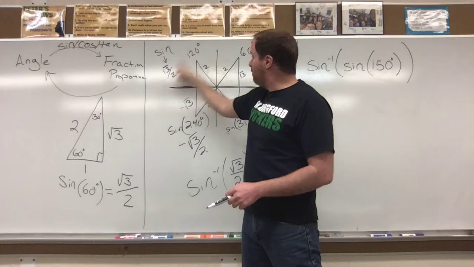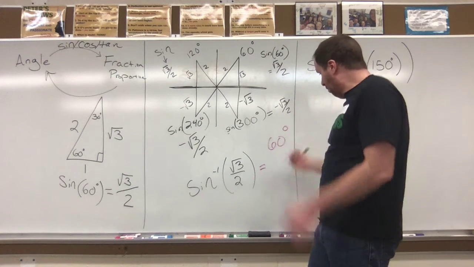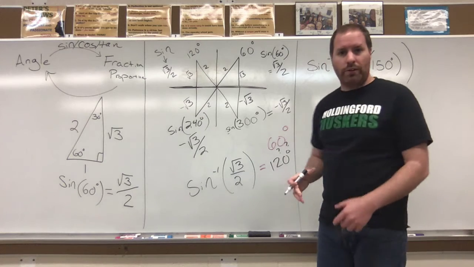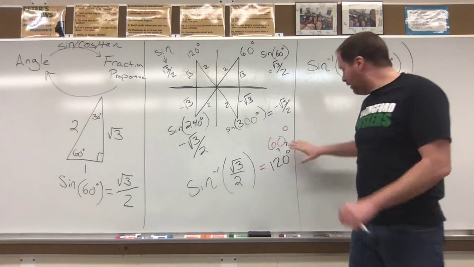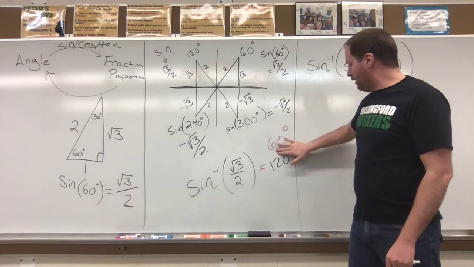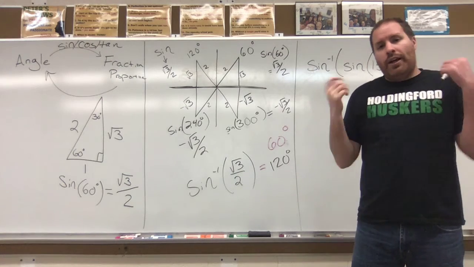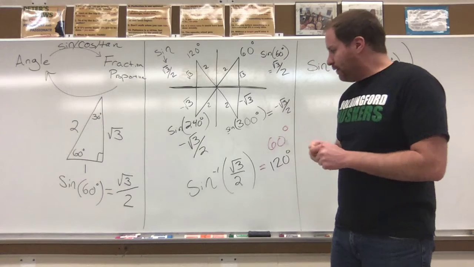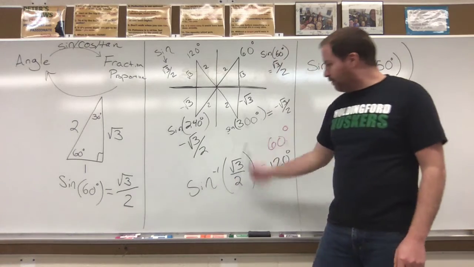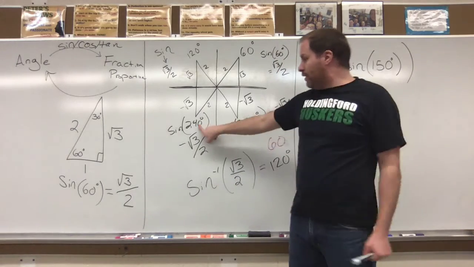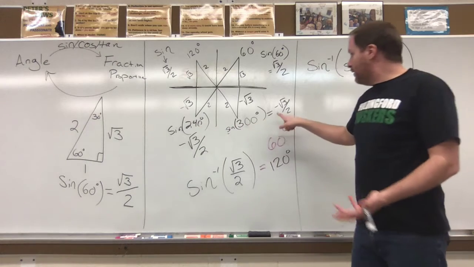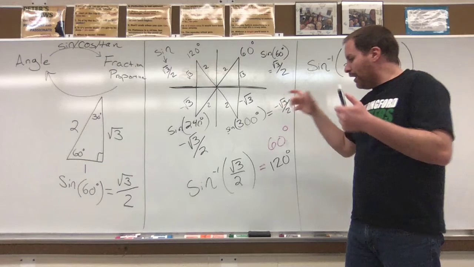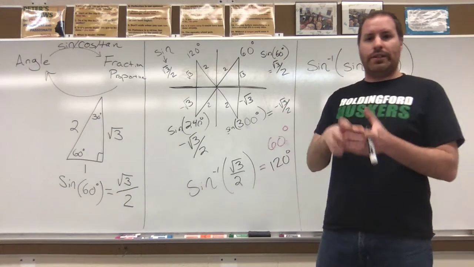What if we're talking about this? Maybe I should get 120 degrees. Maybe. Which one's it going to be? What do we know? 60 degrees or 120 degrees? And that's the difficulty. Same thing if we try to do the negatives. If I do sine inverse of negative root 3 over 2, I don't know, is it supposed to be 240? Is it supposed to be 300 degrees? And that's the difficulty with those inverses.